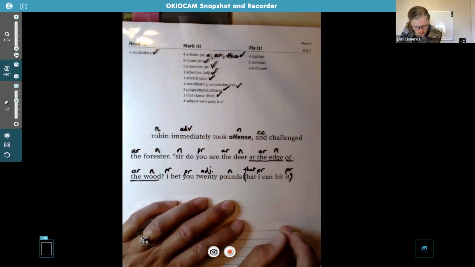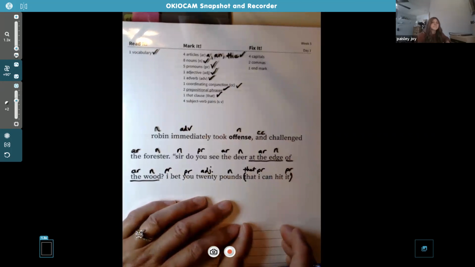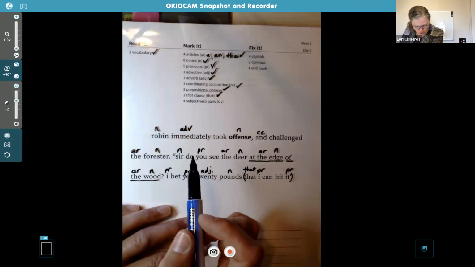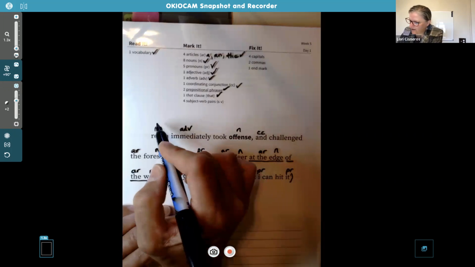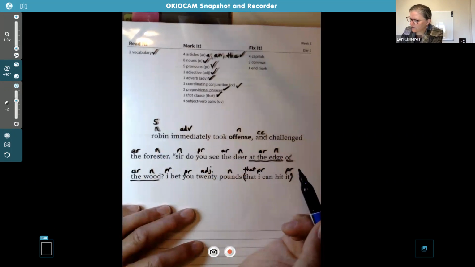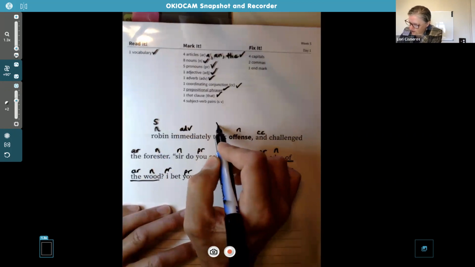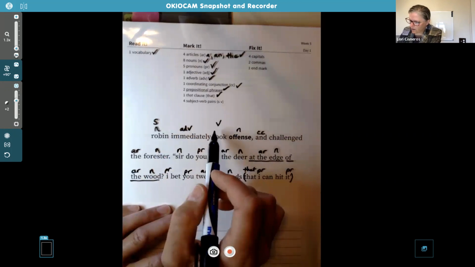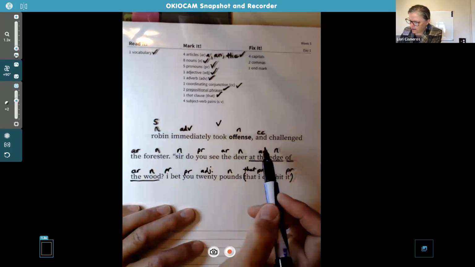Because it's fun. And then we have 4 subject-verb pairs. 4 of them. And remember, there's often more than one verb that connects to the subject. So in that first sentence here, Robin is the subject. Robin immediately took offense. He took offense. That is the verb that pairs with the subject, but we're not done yet.